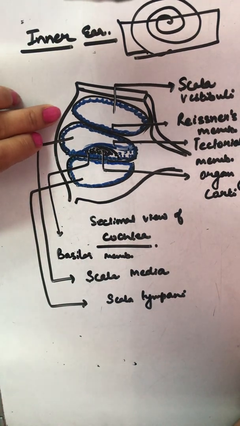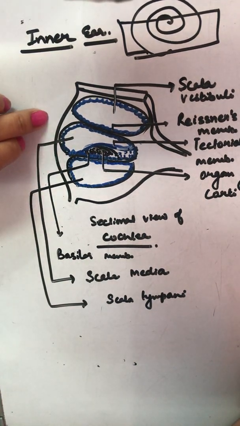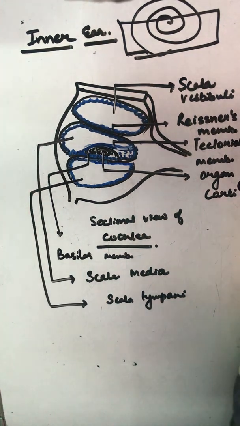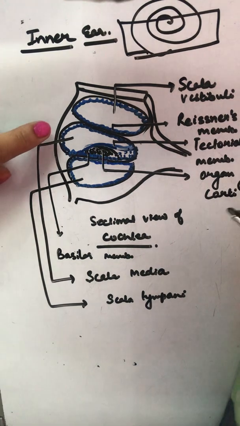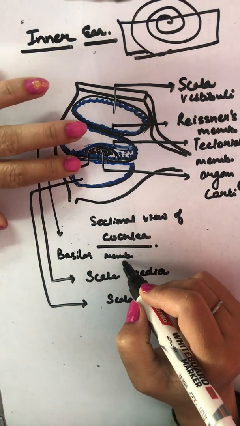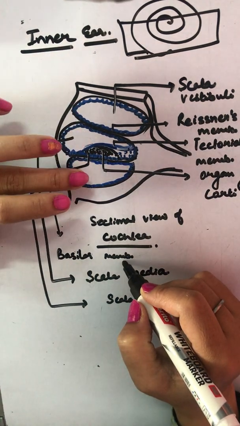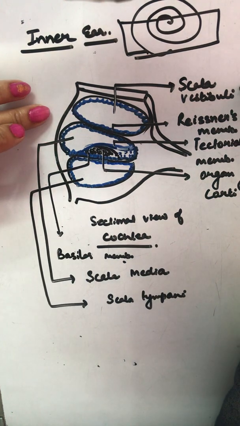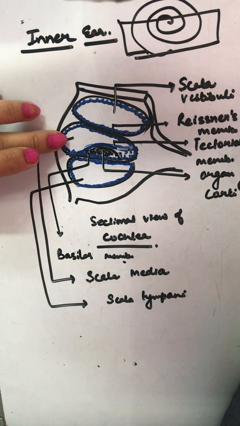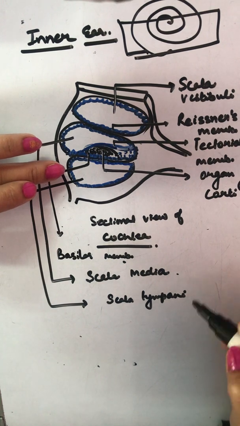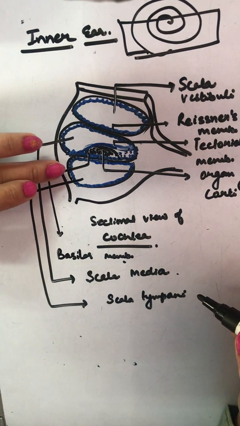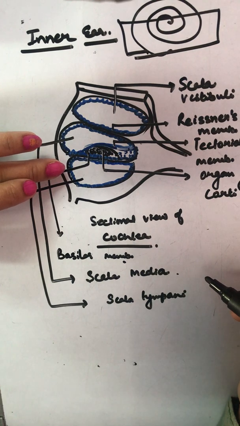This is the structure of the cochlea. Cochlea is the coiled portion. Its membranes: Reissner's membrane and the basilar membrane. These two divide it into three parts: the upper scala vestibuli, the middle one scala media, and the lower one scala tympani. All three are filled with a fluid known as endolymph.